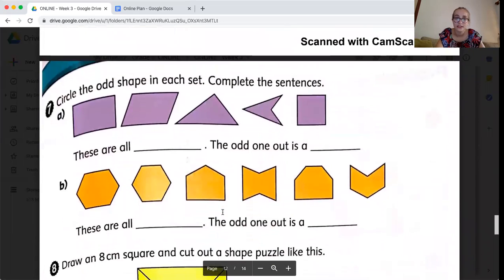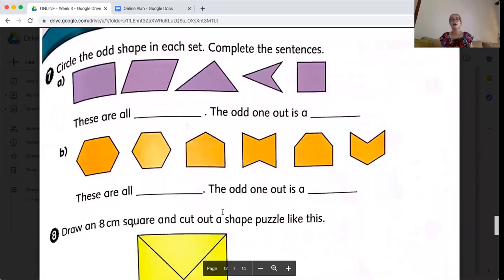Okay, we've also done this many times. Circle the odd one out in each set. So you see 5 shapes. These are all the same name. The odd one out is another name. So this is what you have to do for A and B. We've done that too. Please go back to Unit 10 if you don't remember what to do because we've done this a lot of times in class.